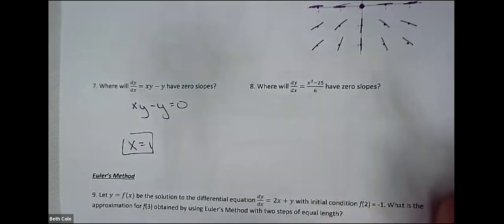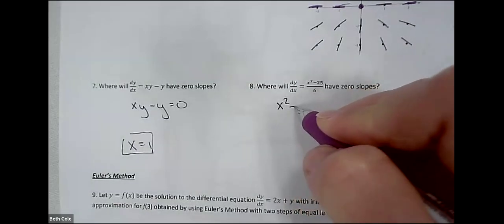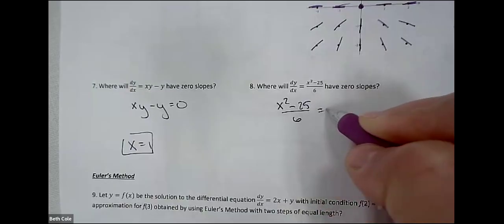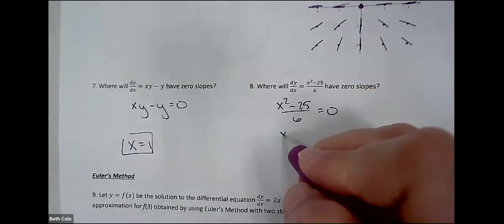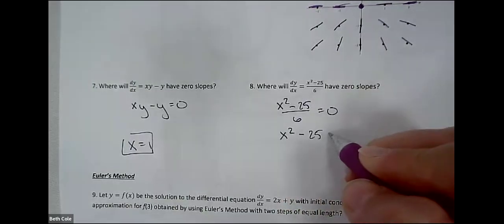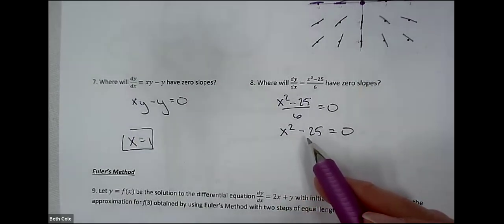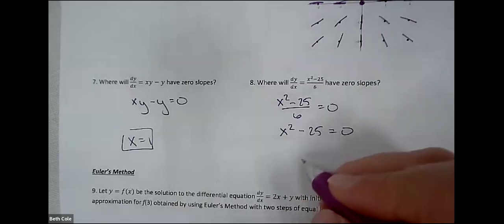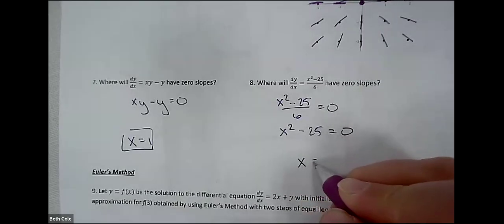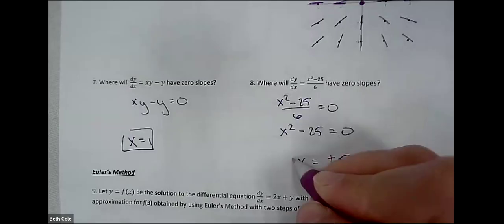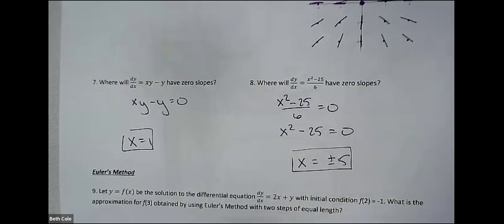All right, so where will this have 0 slopes? Again, I'm just going to take the thing and set it equal to 0. If you multiply over the 6, you're just going to get 0. 0 times anything is 0. Now you can think about factoring this, or you could just in your mind think like, okay, well, 5 or negative 5. When you get 5 or negative 5, that's when that's going to turn out to be 0.